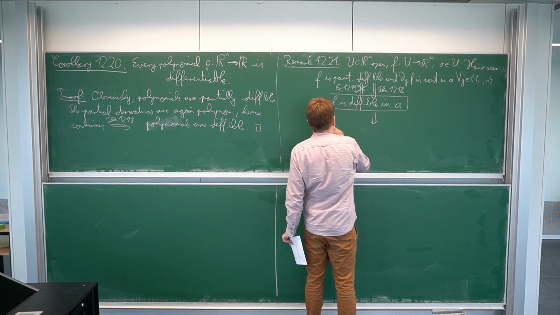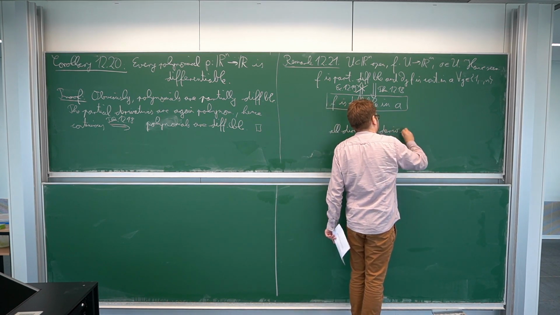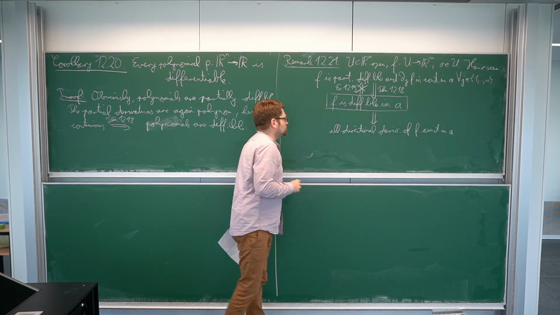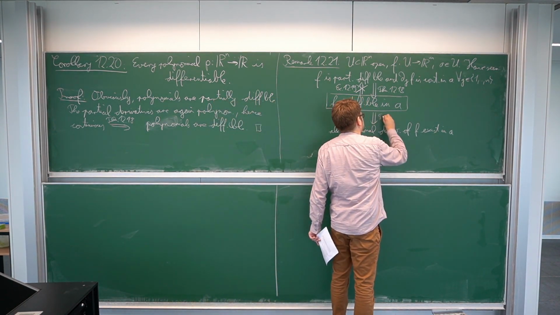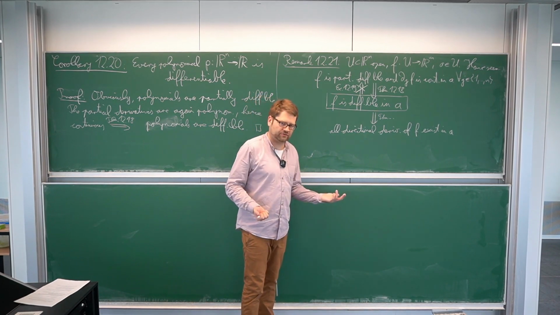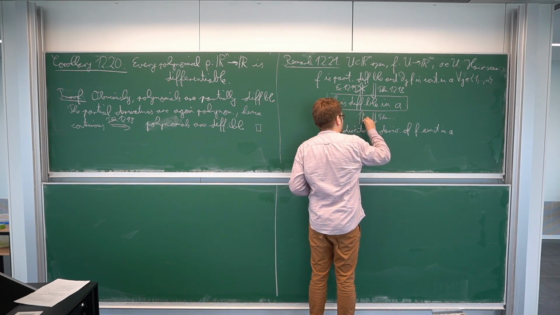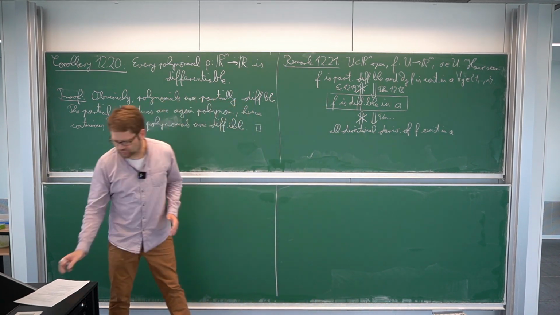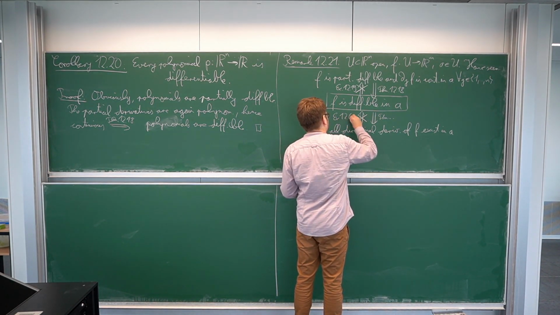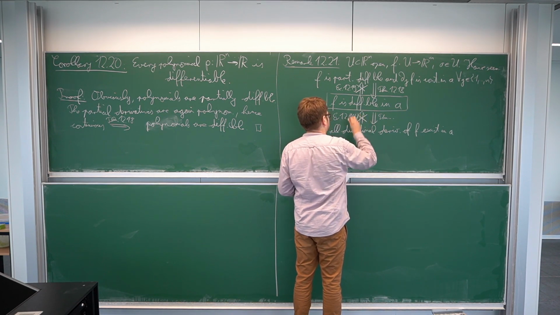So this implies that all directional derivatives of f exist in a. I don't have the theorem at hand now, sorry. This is where we saw that the differential, if it's differentiable, recovers all the directional derivatives. But we have also seen an example of a function for which all directional derivatives exist, but the function is not differentiable. That was example 12.16.2. Okay, so the converse does not hold.